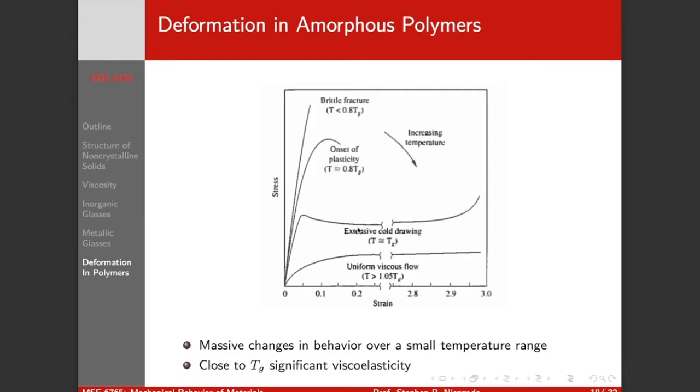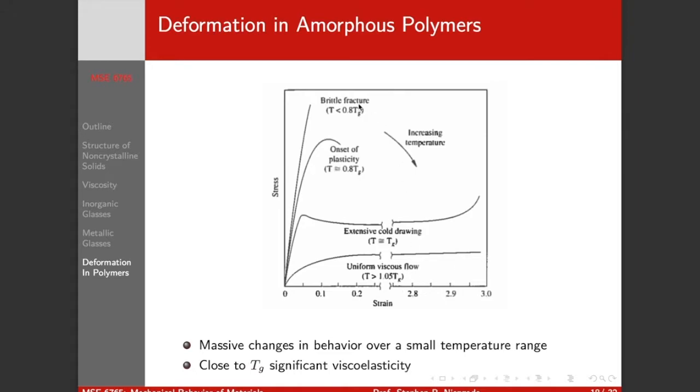If we're right at the glass transition temperature, something cool happens. We can get really extensive cold drawing, which is basically where we get significant chain alignment in the material, and we'll talk about this a lot more. If we're above the glass transition temperature, we kind of get a uniform viscous plastic flow.